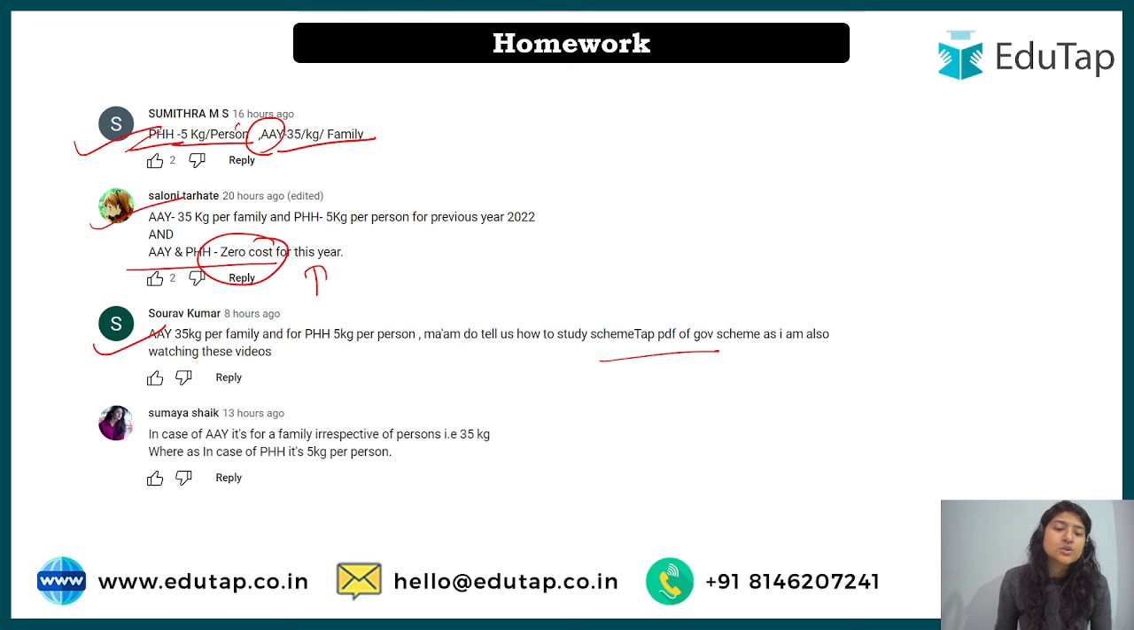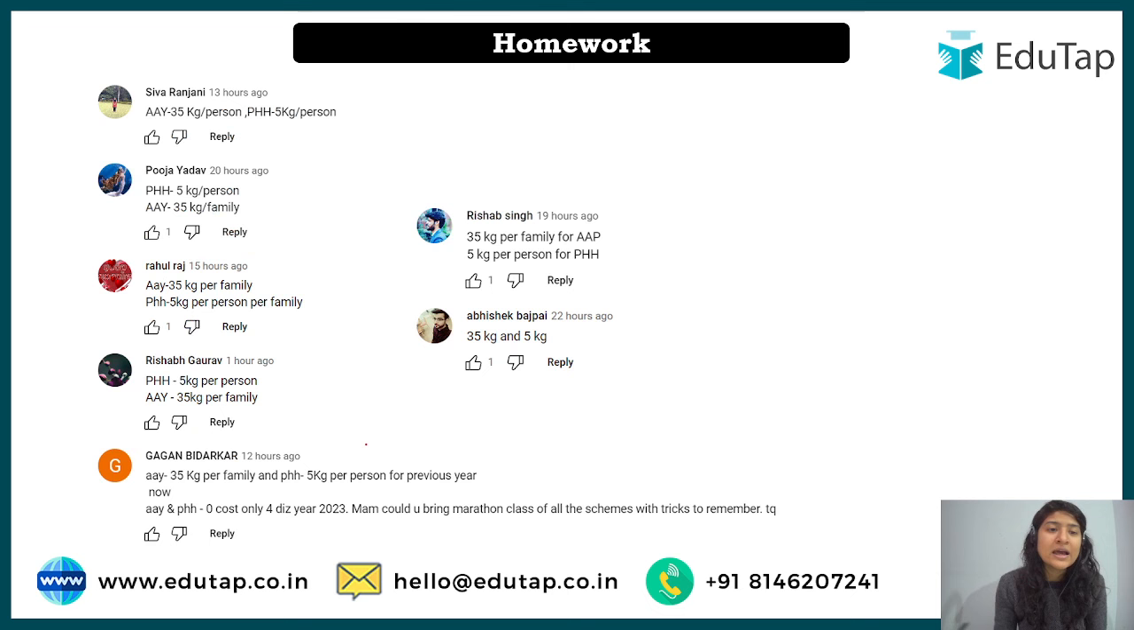Okay. Sumaya said the right answer, and yes, in case of AAY it is irrespective of the number of persons, while in PHH it is per person. Siva said half right, half wrong. The answer was wrong in part, because see here it is not per person, it is per family. For Antyodaya Anna Yojana it is 35 kg per family, not per person.